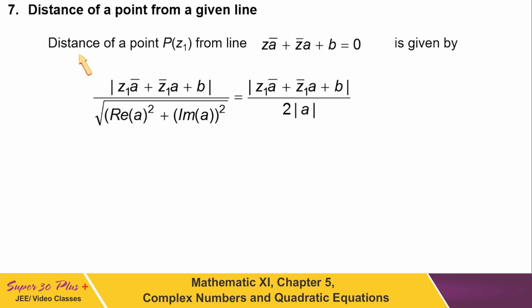Students, the distance of a point from a line is given here. The distance of a point P, Z1 from the line Z a bar plus Z bar a plus b is equal to 0 is given by mod of Z1 a bar plus Z1 bar a plus b, whole upon the square root of real part of a whole square plus imaginary part of a whole square. This is equal to mod of Z1 a bar plus Z1 bar a plus b upon twice mod of a.